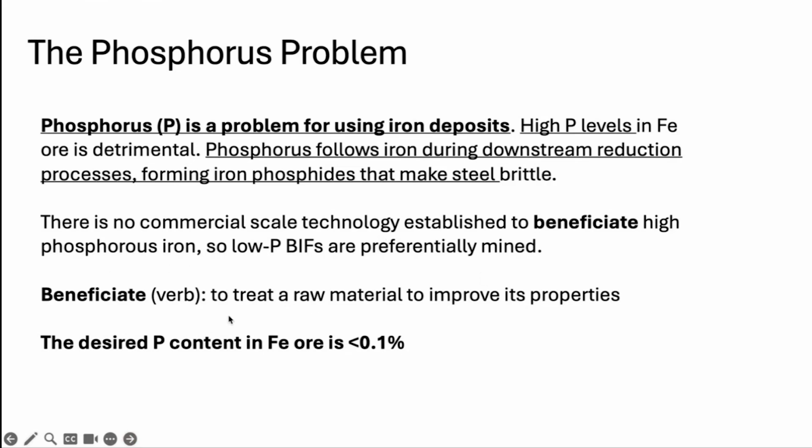It means to treat a raw material to improve its properties. So that's not too hard to remember. Beneficiation sounds like what it says. So there is very much an emphasis on going after low phosphorus BIFs. And when we say low phosphorus, we mean the ore should have less than about 0.1% of phosphorus.